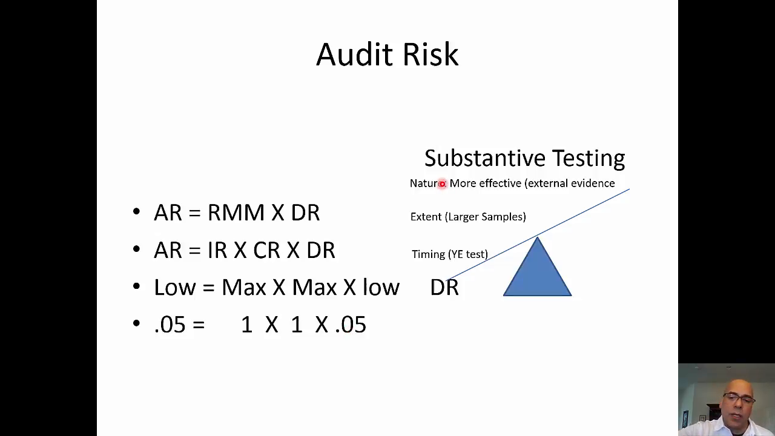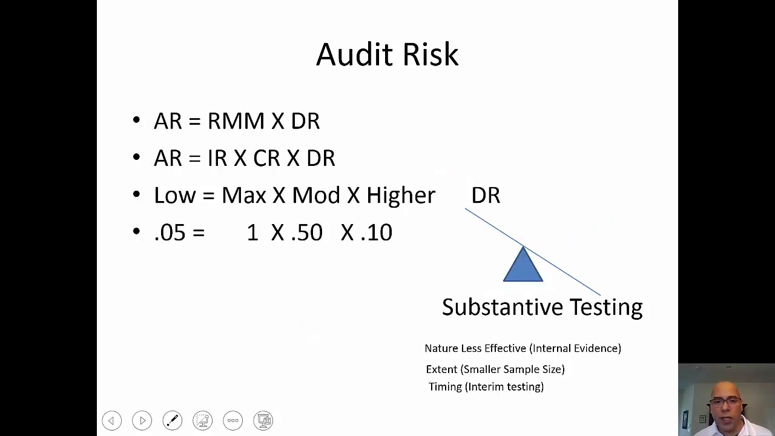Remember, we talked about nature, extent, and timing of our procedures. So if we're trying to lower our detection risk by saying that our substantive testing is more, we really should think of that in terms of nature, extent, and timing. Nature: a more effective procedure rather than a less effective procedure. Extent: larger sample sizes. Timing: using year-end testing instead of interim testing. And again, this was stuff that we focused on in Chapter 4.